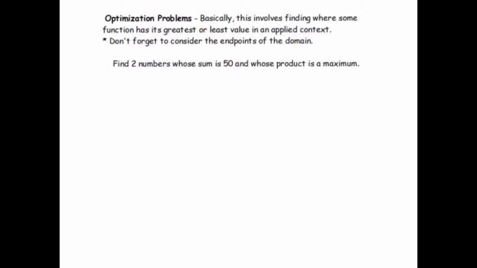The difference is that we're going to be doing it within the context of a given situation, so we're going to need to interpret our answers correctly. So we'll start with a simple example. It says, find two numbers whose sum is 50 and whose product is a maximum.